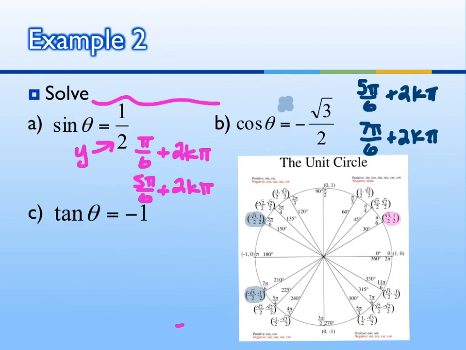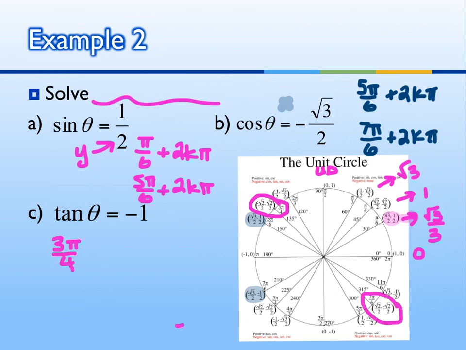And then this last one is tangent. So tangent is your y over your x. If you remember, we said the shortcut for tangent is if it's an over 6, it's root 3 over 3. If it's over 4, it's 1. And if it's over 3, it's root 3. At 0, it's 0. And at pi over 2, it's undefined. And then that pattern carries around your circle, obviously the sign changing positive, negative. So the first time we see a negative 1 would be over here at 3 pi over 4. And then you'll also see it down here at 7 pi over 4.